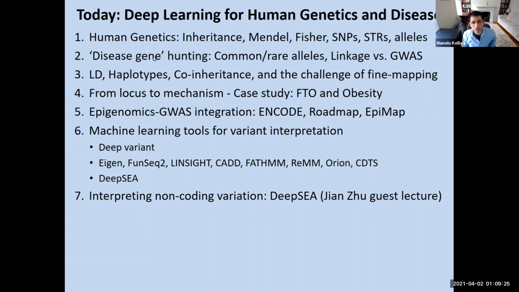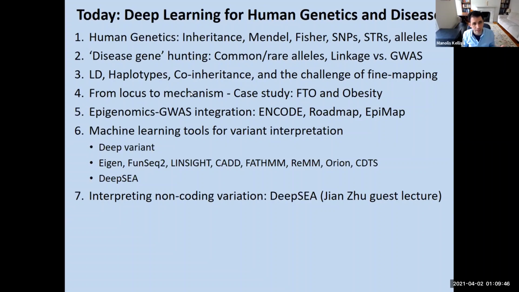Then about disease gene hunting. How do we use linkage and genome-wide association studies to recognize locations that are associated with disease? Then I'm going to talk about linkage disequilibrium, haplotypes, co-inheritance, and the challenges of fine mapping.